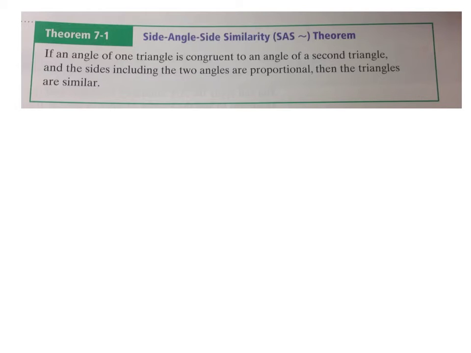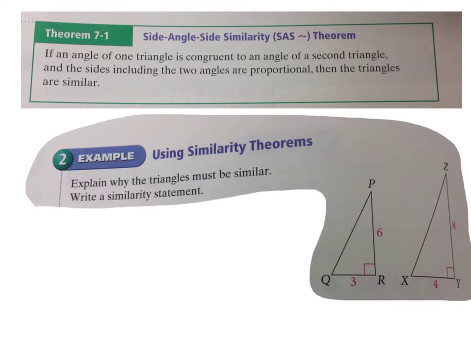Our next similarity statement is the SAS similarity theorem, which states if an angle of one triangle is congruent to an angle of a second triangle, and the sides including the two angles are proportional, then the triangles are similar. Now let's take a look at example 2 and see if we can understand the SAS similarity theorem a little bit better.